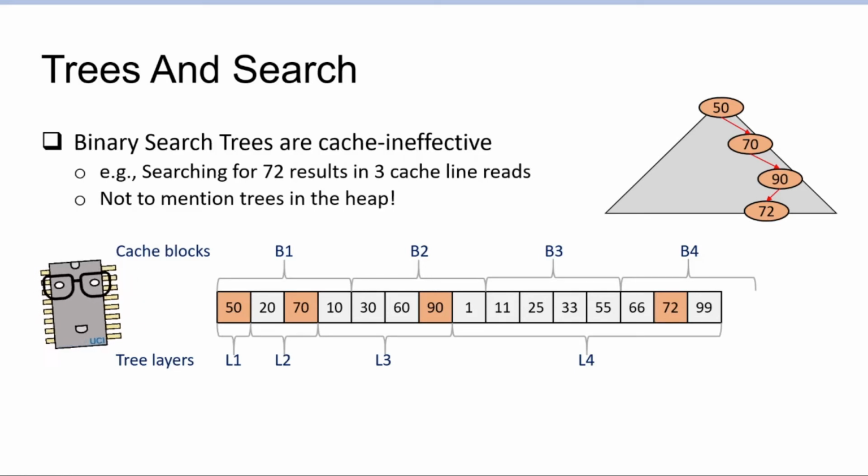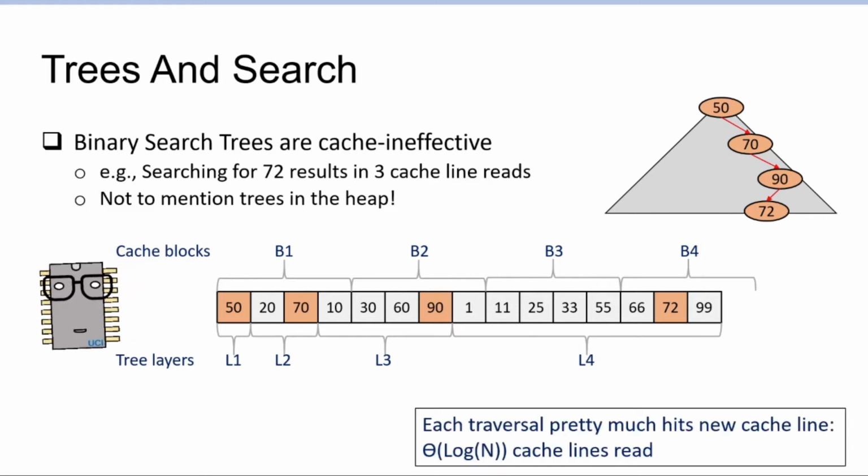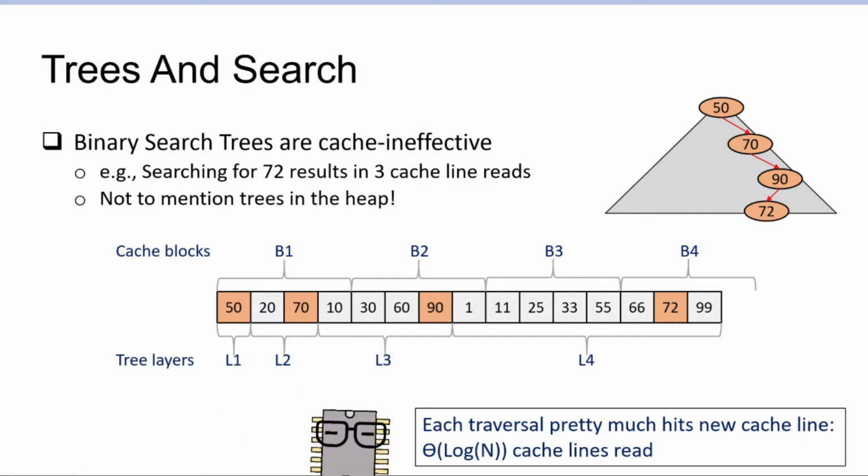It would be even worse in terms of cache characteristics, because if you're jumping to random locations in memory, every time you traverse down a tree, that would also result in a cache miss per traversal iteration. Right. This means that each traversal iteration pretty much hits a new cache line every single time, meaning every time we traverse down a tree or search a tree, we're going to read log 2 of n cache lines. And that's not good.